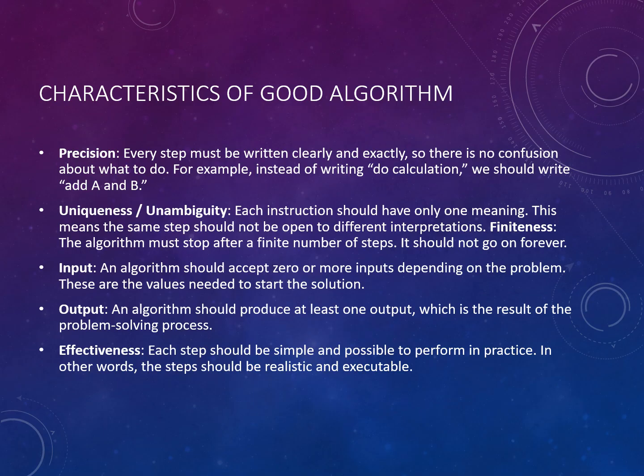Third one, finiteness. The algorithm must eventually stop. It should have a limited number of steps and should not continue forever. For example, finding the sum of two numbers will finish after a few steps. Input. Input means the information or values given to an algorithm. For example, to add two numbers, input A equals 10, B equals 20. Output. Output is the final result produced by an algorithm. For our example, output is 30.